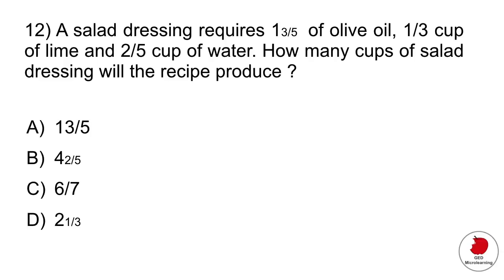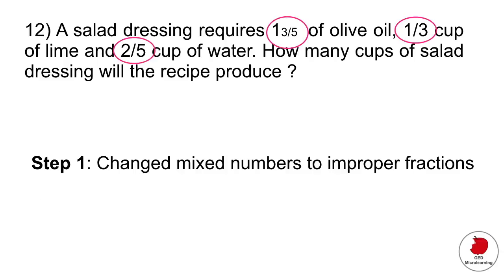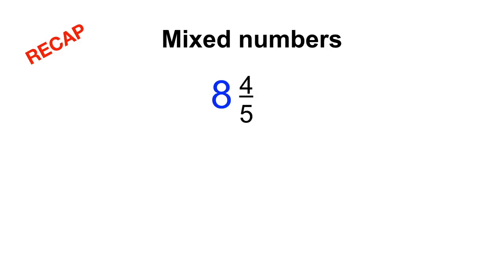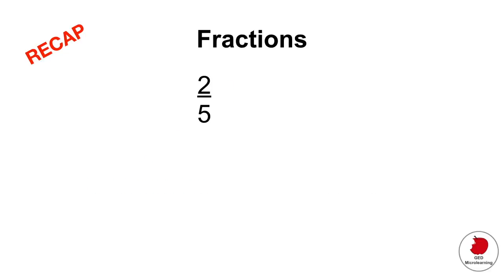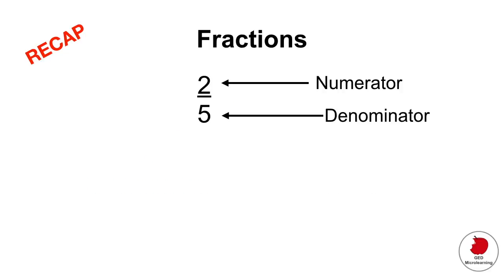Okay, so the first thing that you want to do here, as we said, you have different numbers. So you have mixed numbers and you have fractions. So what you want to do is first change those mixed numbers into improper fractions. Let's quickly remind ourselves of what a mixed number is. Essentially, it's a number where you have a whole number and then a fraction. And remember, fractions consist of two parts. The top part is the numerator, the bottom part is the denominator.